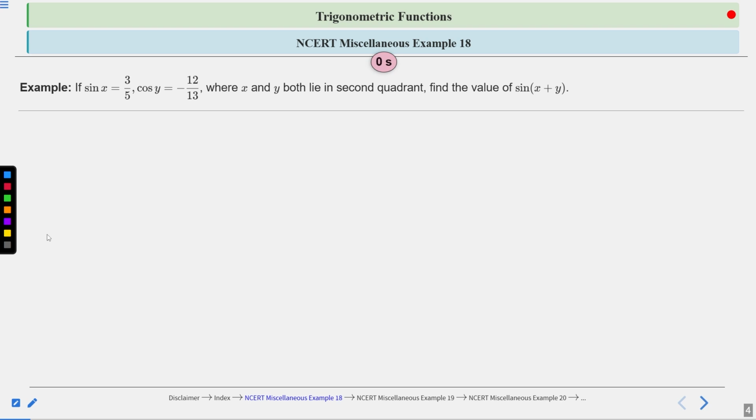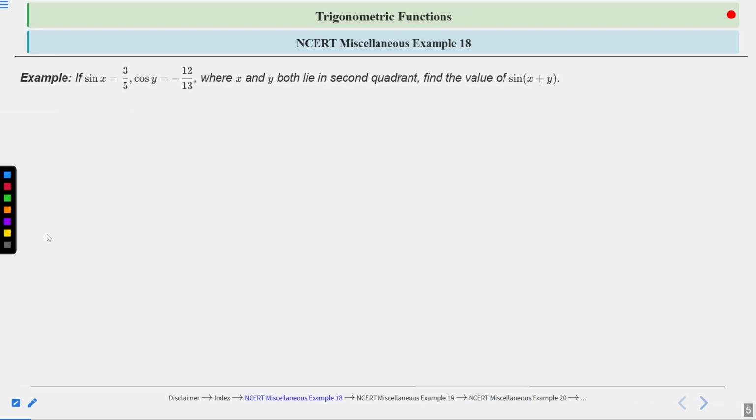Okay, hope you all have attempted the question. Let us see the solution part. Question is, if sin x is equal to 3 by 5 and cos y is equal to minus 12 by 13, where x and y both lie in the second quadrant, then we need to find the value of sin of x plus y, right? So correct answer is sin of x plus y is basically minus 56 upon 65, right? So let us see the solution part.